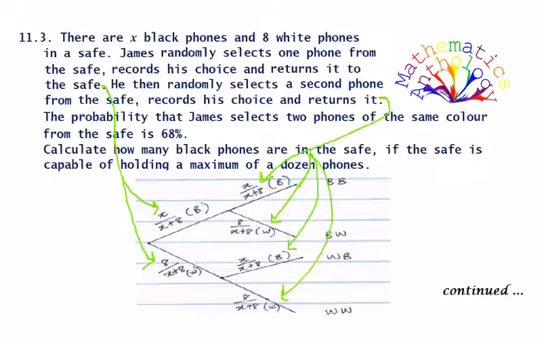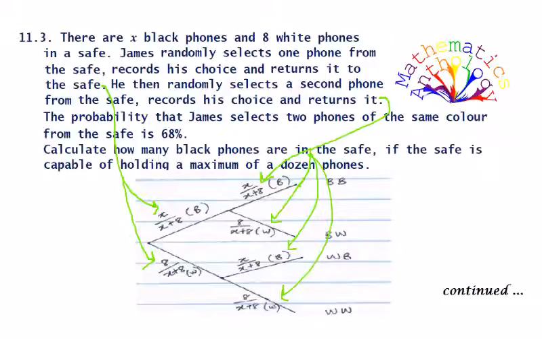So essentially here, we have James who is taking out phones from a safe, and he does this twice. So a tree diagram here is what we need to construct. So the first part of our tree diagram, James goes to the safe. There are X black phones and 8 white phones. So altogether, the total number of phones is X plus 8. That total is very important. So the first time he goes to the safe, he picks a phone. So the first time he can pick, let's say he picks a black phone, the top line there of that tree.